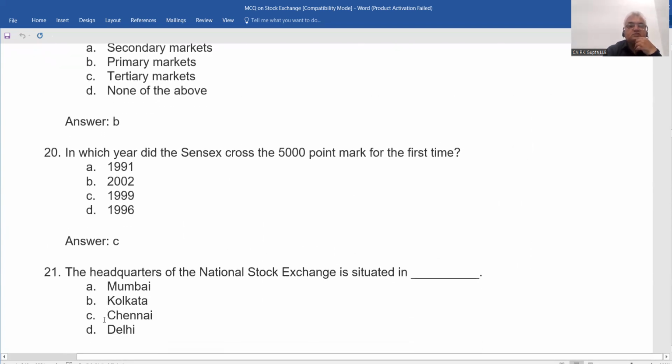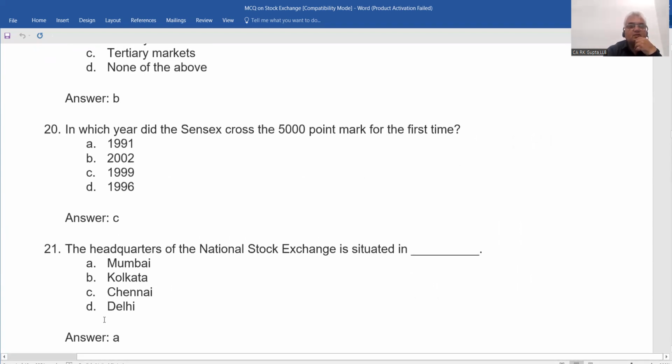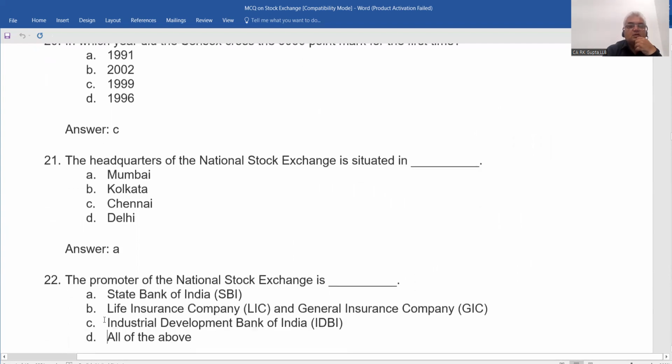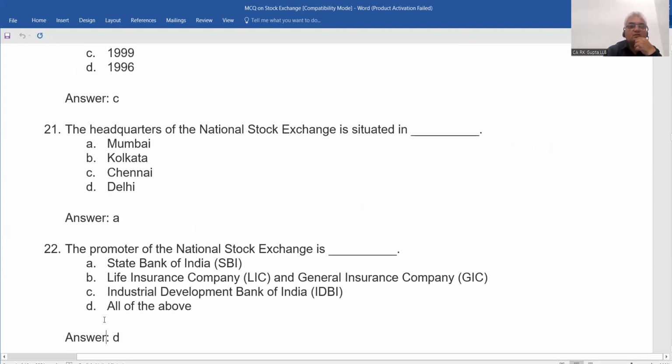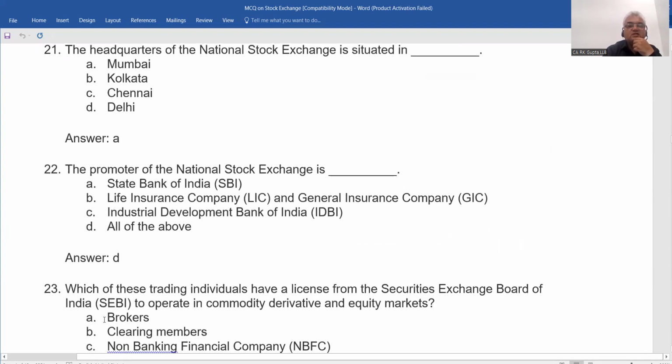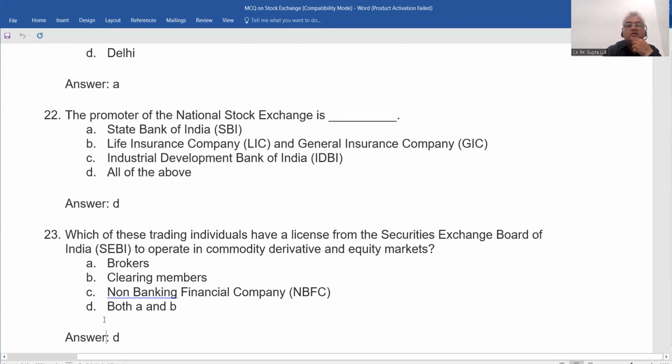Headquarter of National Stock Exchange is situated in which city? Delhi. Mumbai. Promoter of the National Stock Exchange is? ये सभी ने हाँ सभी ने मिलकर किया. Which of these trading individuals have a license from the SEBI to operate in commodity derivatives and equity markets?